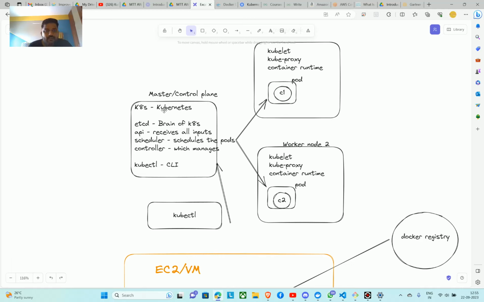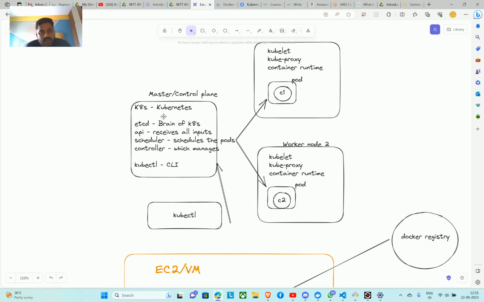And if you notice here, Kubernetes is also sometimes known as k8s. So why do they call it k8s? Because between k and s, if you notice, there are 1 2 3 4 5 6 7 8 letters. So that is the reason they also named it k8s.